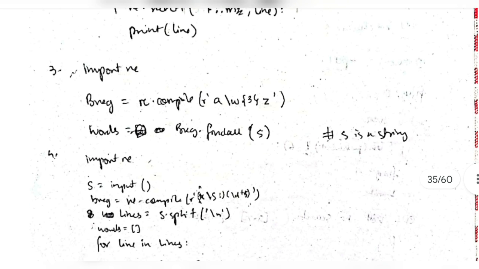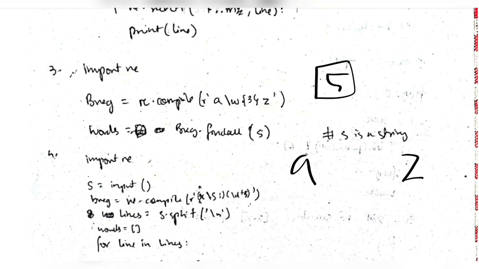Okay, the third one is to search for words of length 5. It should have the length 5, and it should have the starting letter as A and the ending letter as Z, and in between you can have 3 characters. So how do we make the regular expression for it?